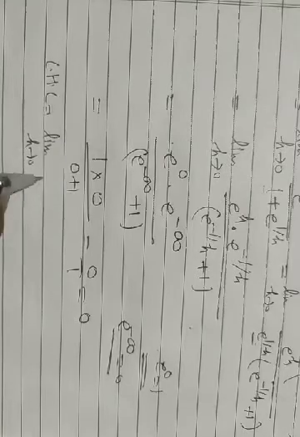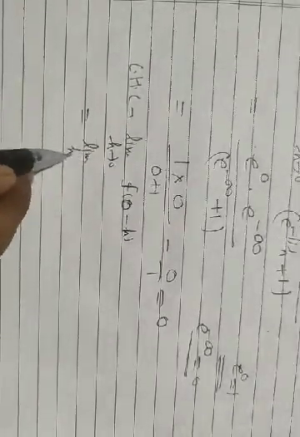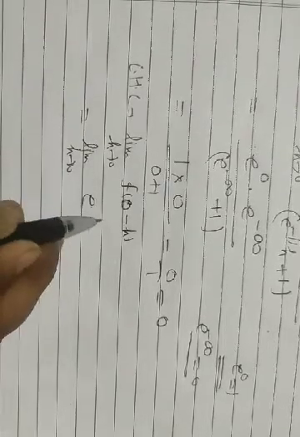Limit x tends to 0, f of 0 minus h. Again here we take x not equal to 0. Then limit h tends to 0, e to power x means 0 minus h upon 1 plus e to power 1 upon 0 minus h. After solving, we have e to power minus h upon 1 plus e to power minus 1 by h.